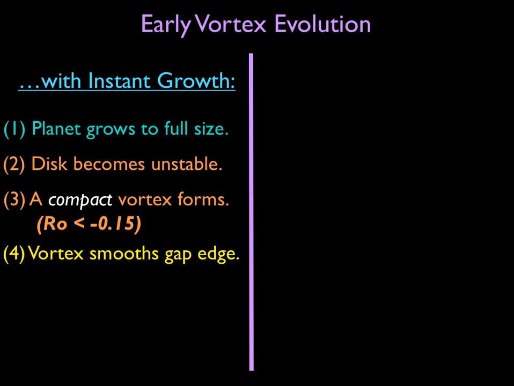Now it's relatively easy to see why a slowly growing planet produces a weaker vortex. When the planet grows instantly, it quickly creates a strong, compact vortex, and then that vortex smooths out the gap edge.